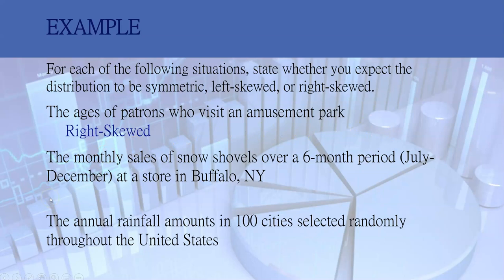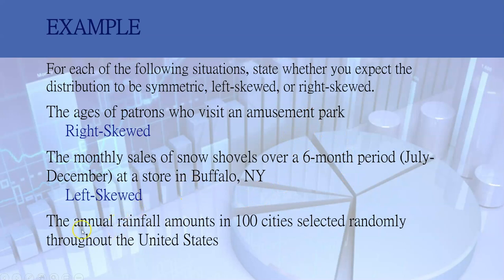For the monthly sales of snow shovels over a 6-month period between July and December at a store in Buffalo, that's probably going to be left skewed because you're not going to have really anybody buying snow shovels early in July, if any. You might have one person who buys a snow shovel because it's on clearance. Everybody else is going to buy them between November and December. So you're going to have one, maybe two outliers over towards the left. Then the majority of people are going to be buying them later in the year. That's going to create a tail towards your left.